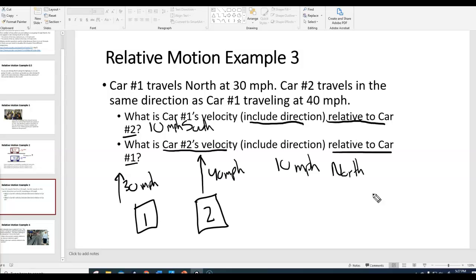Okay. So again, if you're in the faster car, it looks like the other car is going backwards. If you're in the slower car, it looks like the other car is going forwards. Okay, at the same amount of speed, but just in the different direction. Okay, so that is example number 3 with relative motion.